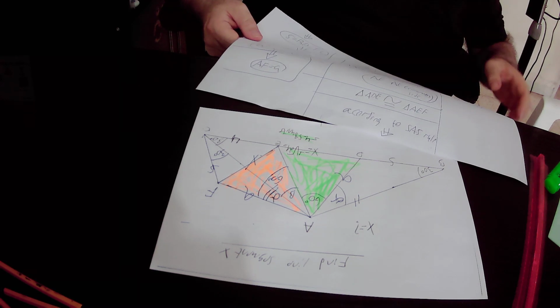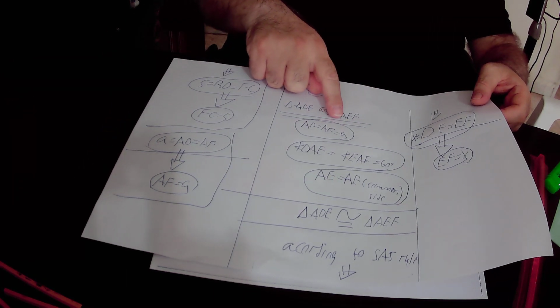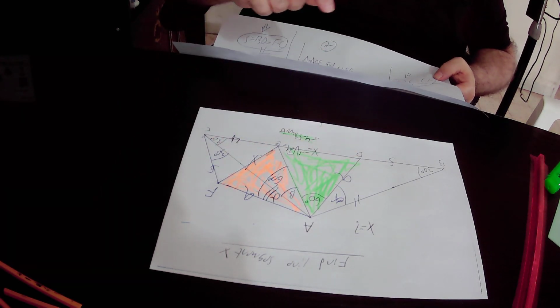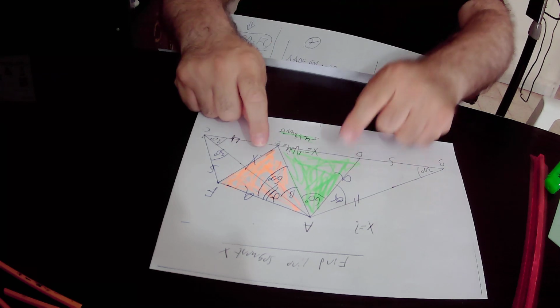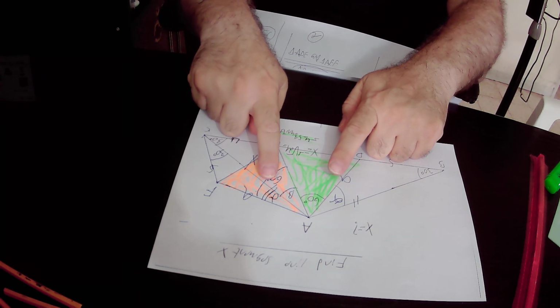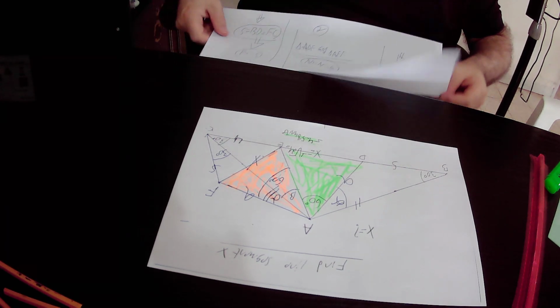First of all, side AD equals side AF equals A. In addition, those two angles are both equal to 60 degrees because we know that alpha plus beta equals 60 degrees, and therefore they are equal to each other.